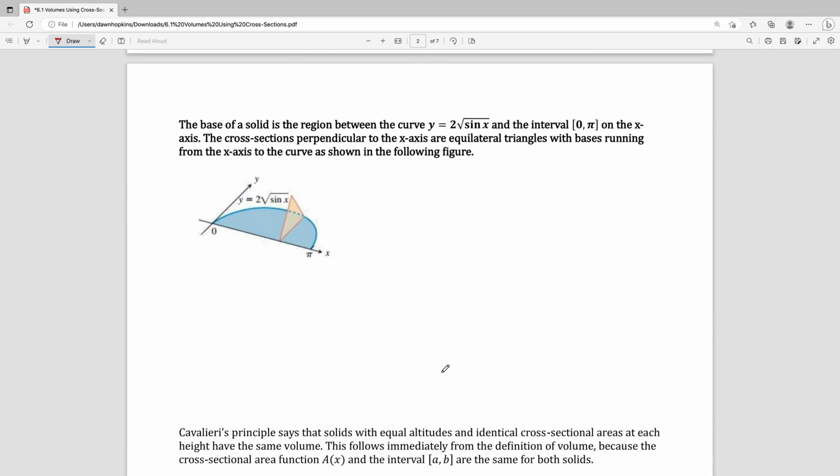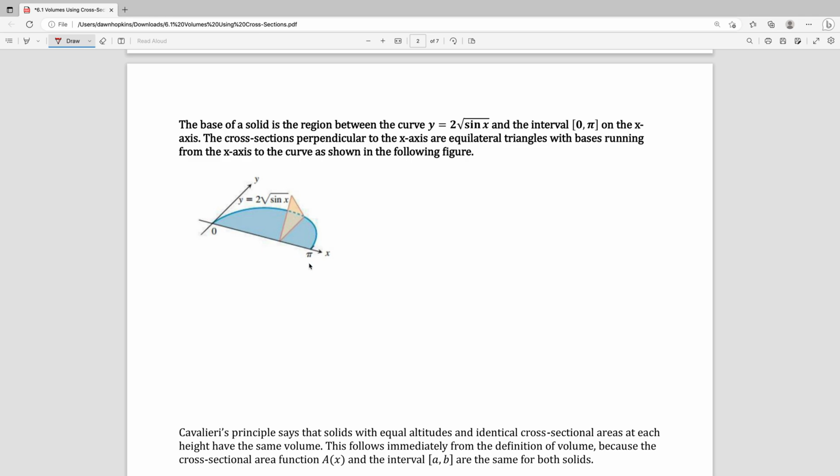So we're going to look at this example. It says the base of a solid is the region between the curve y equals 2 times the square root of sine x and the interval 0 to pi on the x-axis. The cross-sections perpendicular to the x-axis are equilateral triangles with bases running from the x-axis to the curve as shown. So if we look at this triangle here, we need to find the area of the triangle, and then we'll be able to integrate that area over the interval 0 to pi.